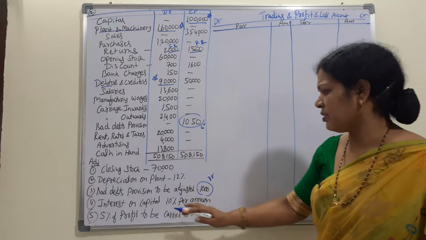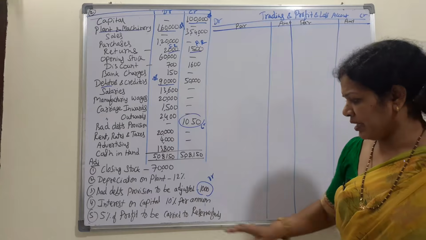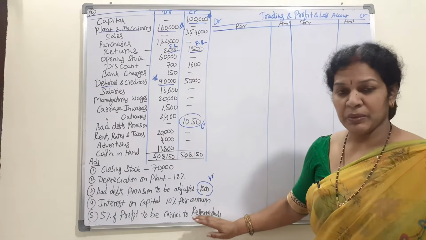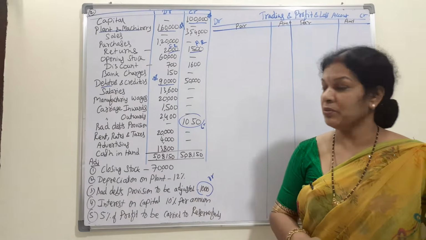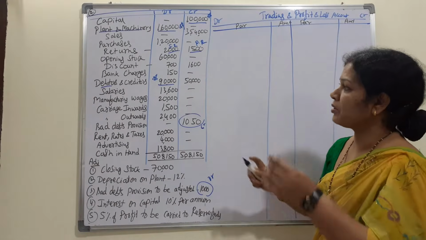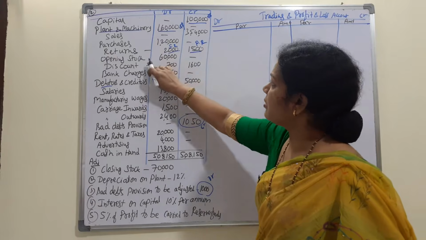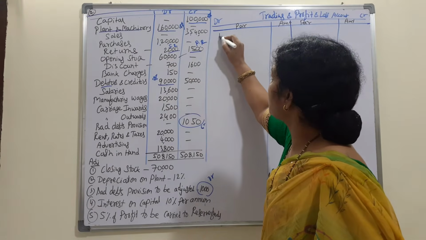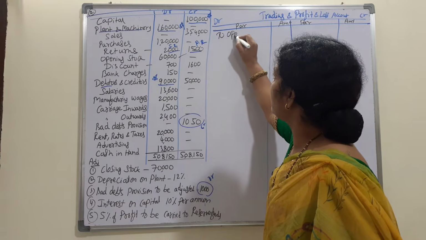Next, we'll do this at the end, after the P&L account. Remember this, and we have to provide the reserve. Now we can start the problem. So first, opening stock. Where is the opening stock? It is here, 60,000. We'll write opening stock first.